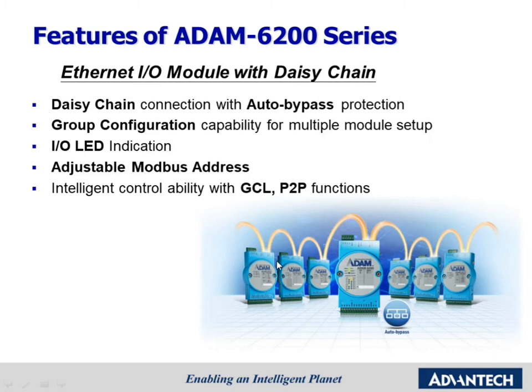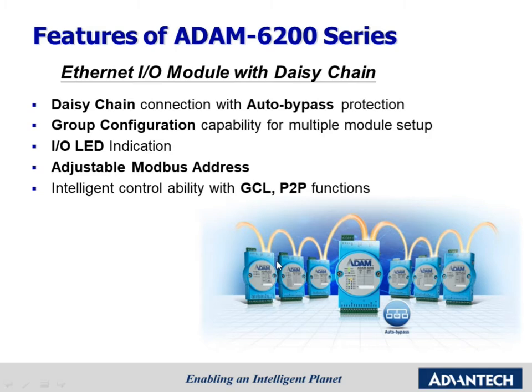To ensure communication stability in daisy chain structure, ADAM-6200 have auto bypass protection, which means if one of the ADAM is abnormal or broken, data can still pass to another ADAM without being interrupted. The group configuration function also allows user to configure multiple modules at the same time. In other words, user could update firmware to all modules in the same network by using group configuration function.